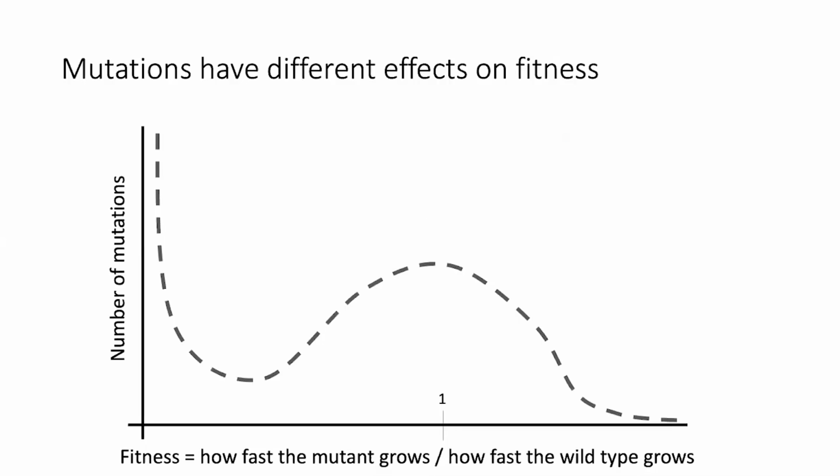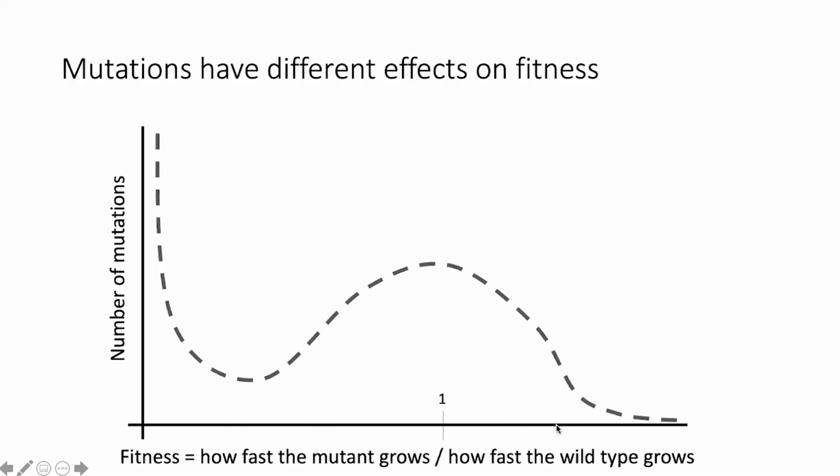So mutations have a spectrum of different effects on fitness. Remember, fitness is basically how fast a mutant grows compared to how fast the wild type grows, or how fast the evolved genotype grows compared to its ancestor. And so this is just a hypothetical distribution of mutational effects. This is just a histogram of the number of mutations that have different effects on fitness.